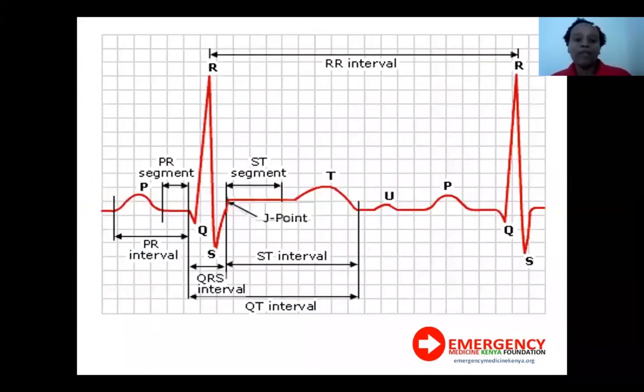So I hope that was a brief on how to be able to know the axis deviation. When you're able to look at an ECG quickly, you're able to interpret it quickly, because that is what you need to do. Once you do your ECG, you want it to be interpreted within the first 10 minutes. When your patient comes in, you've done your ECG within the 10 minutes and it's been interpreted within the next 10 minutes.